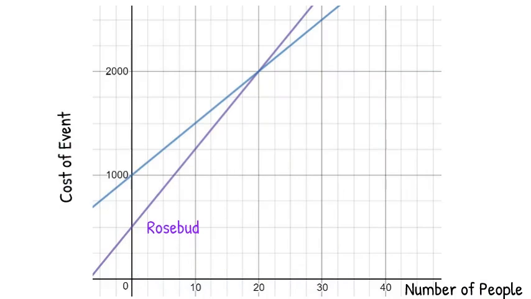This is the linear equation for Rosebud. We know this, aside from looking at the color coding, because when the number of people is 0, you will still have to pay the initial setup fee of $500. You'll also notice that this graph extends past 0. Because it is a linear equation, it will continue to extend in both directions. But for the context of this problem, we're only interested in 0 or more people attending prom.